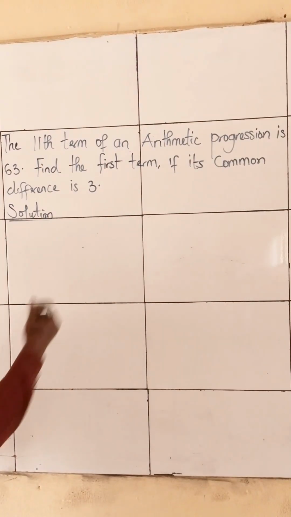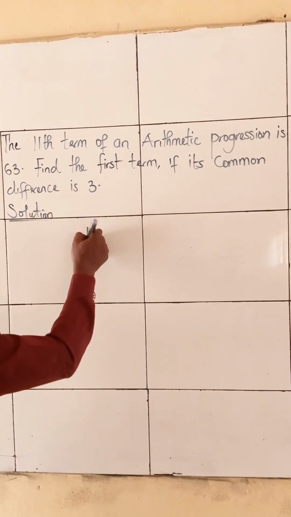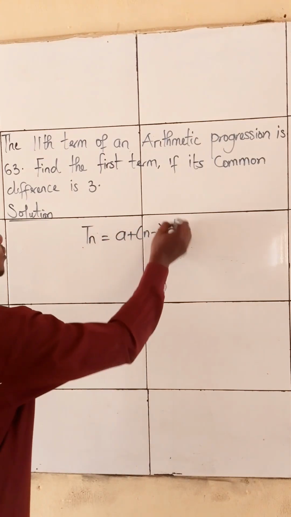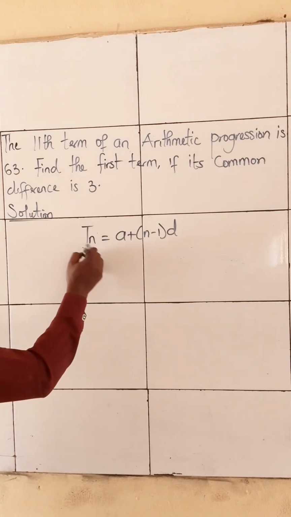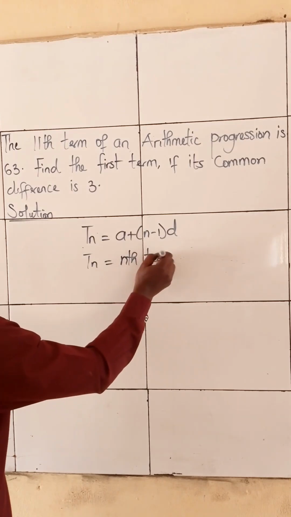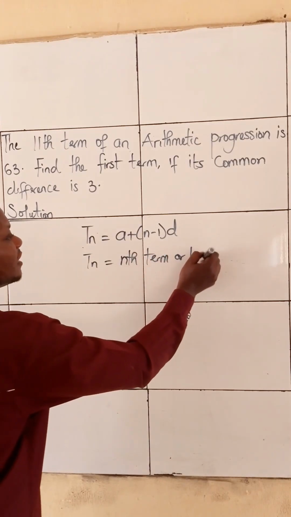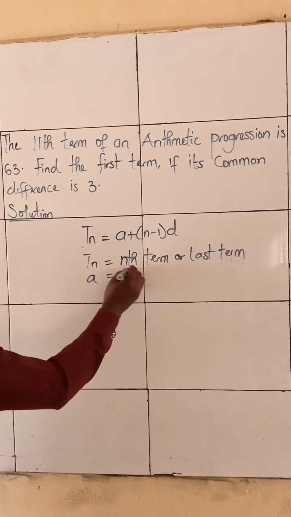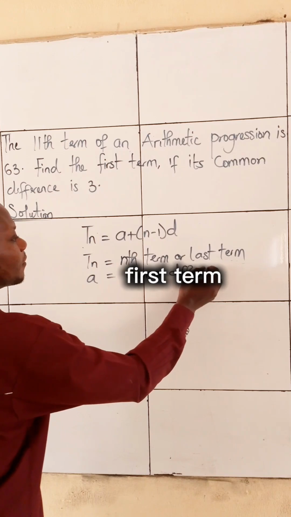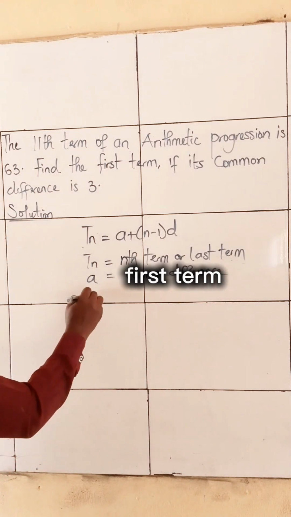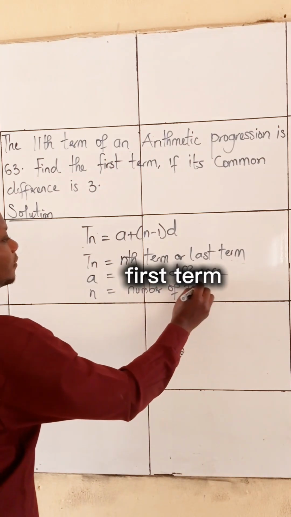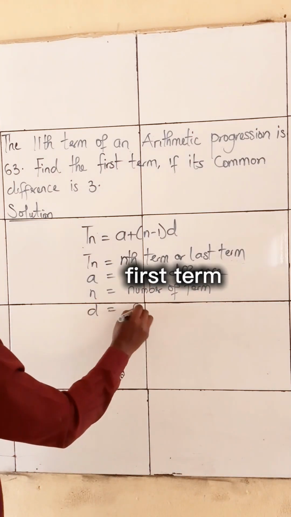So we start by writing the formula for the nth term of an AP. So we say Tn equals to a plus n minus 1 into d. So this Tn is the nth term, or sometimes we call it last term. Okay, then n is simply the number of terms, and this d stands for common difference.